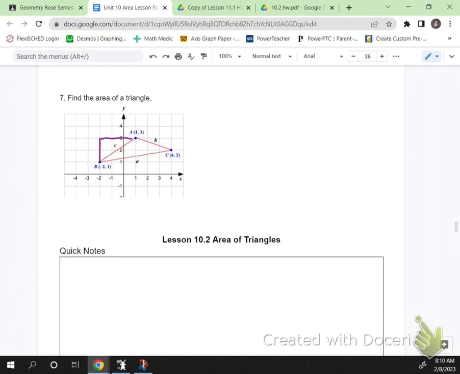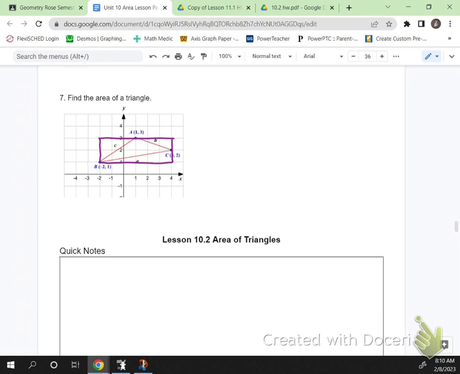Now, there's more than one way to do these problems. I think it's so much easier. You already thought of that, Ava? We're going to draw a rectangle. Did you draw it like that, Ava? Around it?